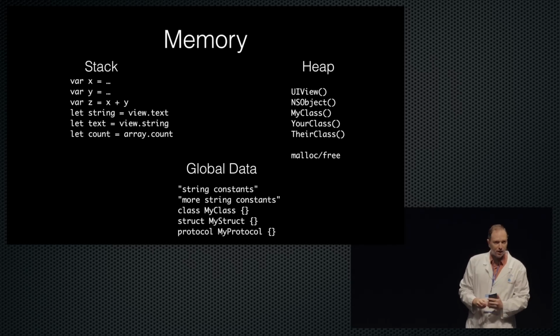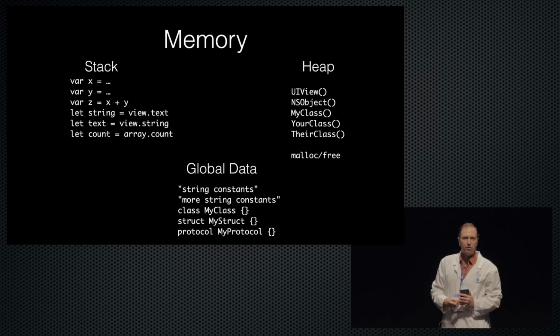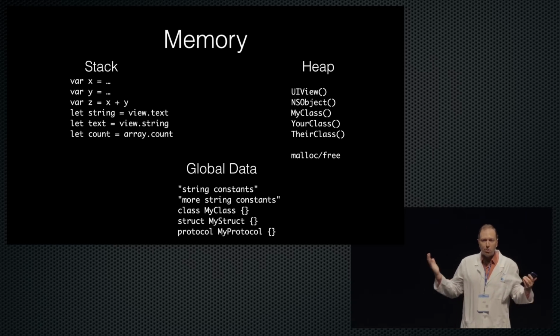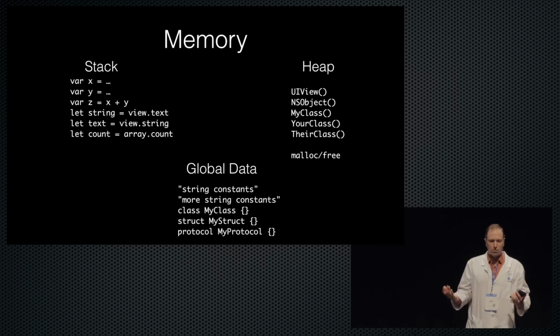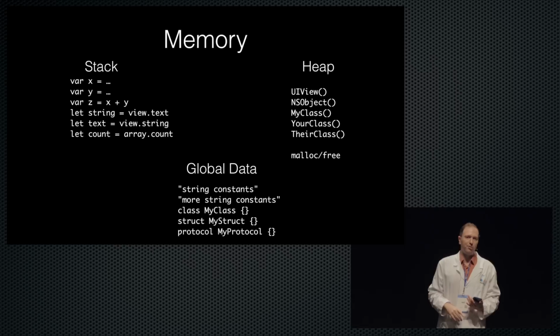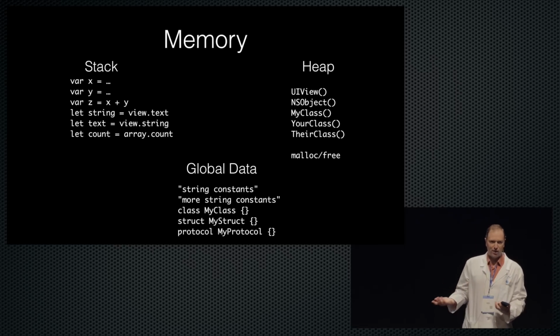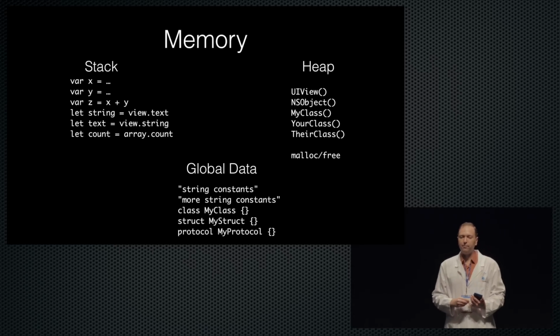You've also got global data in your program. Those are essentially things that came along as part of the program when you loaded it. So your global variables are part of that. Your string constants, your type metadata in Swift, in other languages, just gets loaded as part of that.